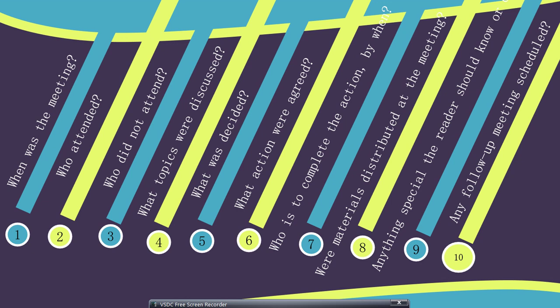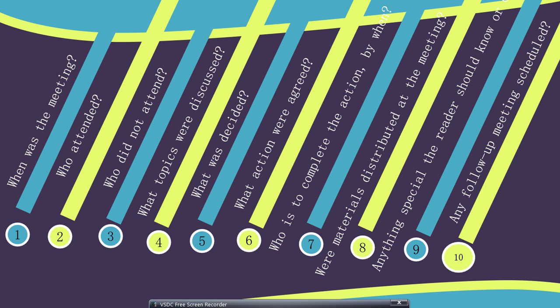The point is, when was the meeting, who attended, who did not attend, what topics were discussed, what was decided, what actions were agreed, who is to complete the action, was any material distributed at the meeting, and if so, are copies or a link available. And then, is there anything special the reader of the minutes should know? And lastly, is a follow-up meeting scheduled? If so, when, where, why?